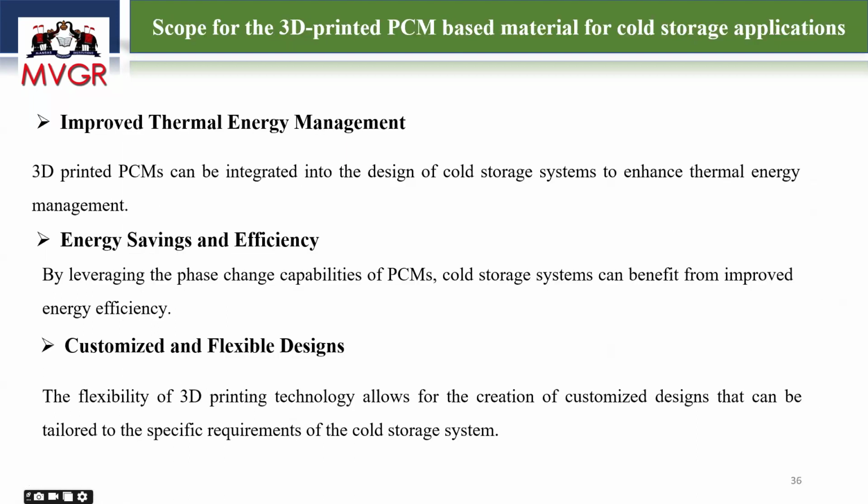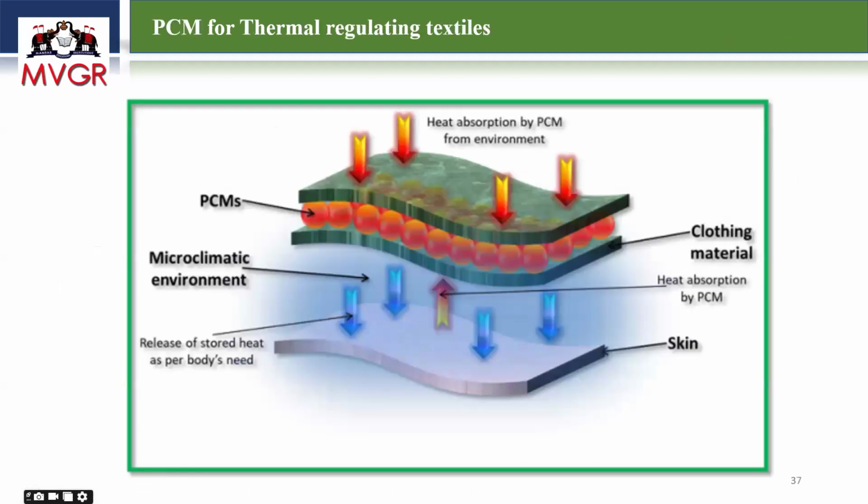So what you can do is prepare this shape-stabilized phase change material, a printable material, into this refrigeration system, so that will be easy. That will improve the thermal energy management, and also improve the energy saving and efficiency. And also we can customize it, and we can design flexible designs also.